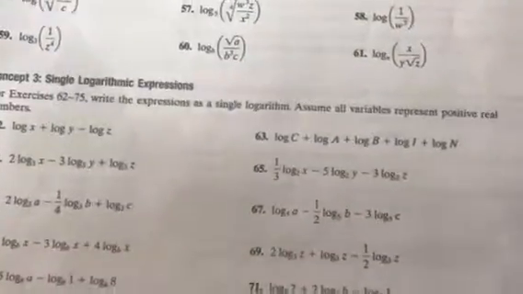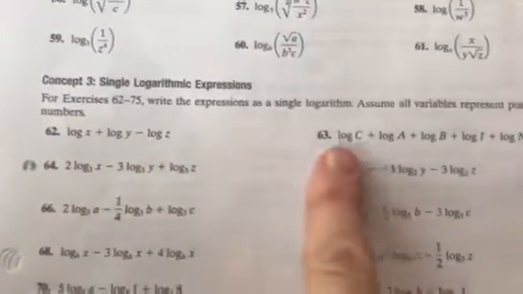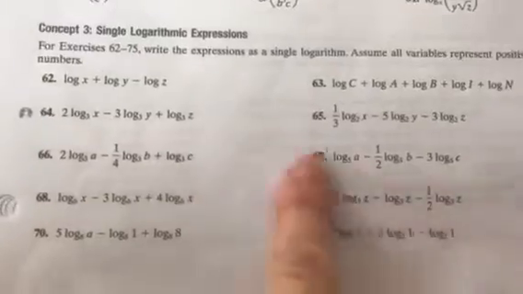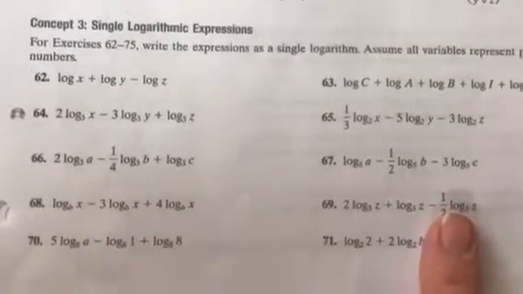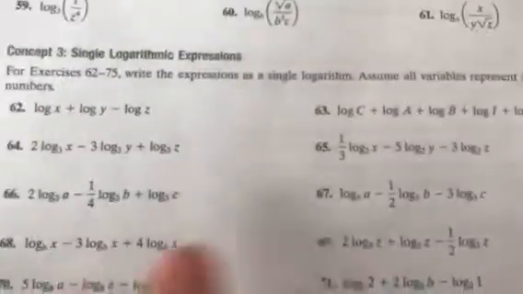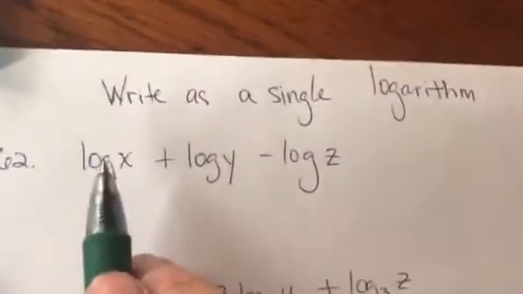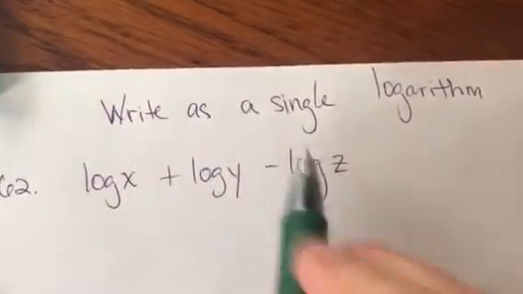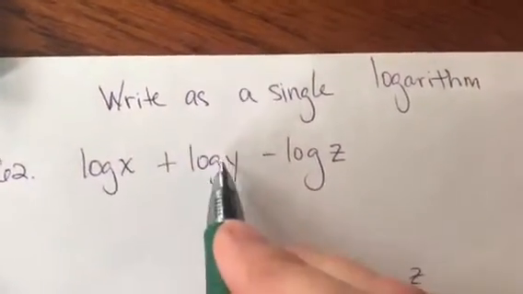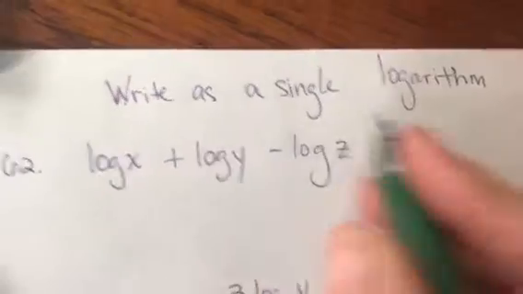On our packet, what we're going to do is take these long, ugly logarithmic expressions and write them as a single logarithm. I definitely want to do number 70 because it's going to be a lot like 71, and I like it a lot. Look right here: we've got the 3, and they all have the same base. You don't see the base, so we know it's base 10. We're going to write this as one log.